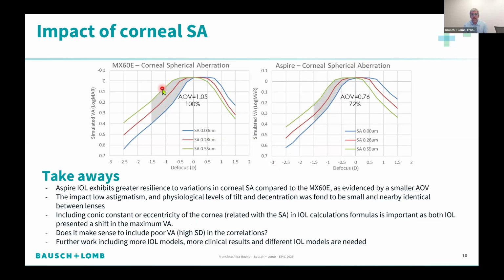The impact of tilt and decentration is very small for both lenses, and the impact of astigmatism is very similar for both lenses. And the spherical aberration, or the conic constant, should be included, for example, when we calculate the IOL power of the lens, because it's something that we actually measure in clinical practice, but we are not used to taking it into account in the IOL calculation formula. So this point can be nice for further generations of IOL calculation formulas.